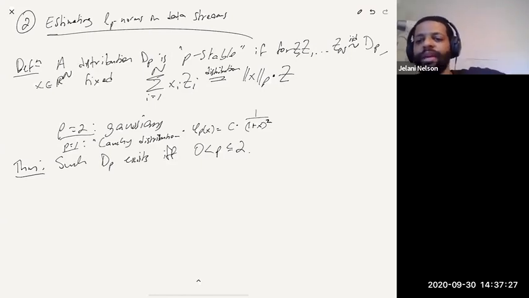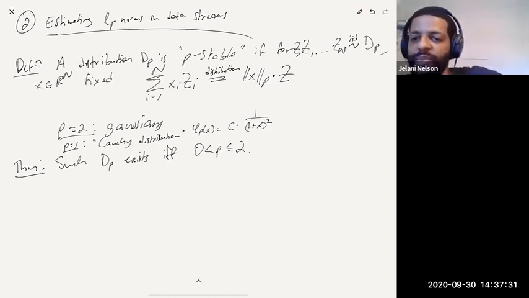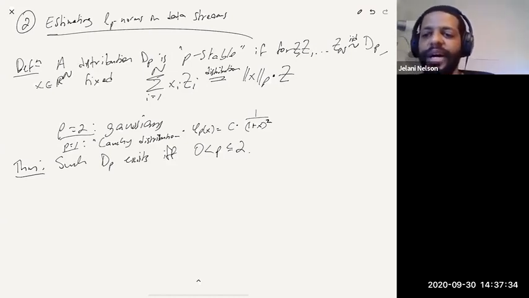I think except for a few special cases, like p equals 2, p equals 1, and maybe p equals a half, there's no closed form for the probability density function of a p-stable random variable. You can just prove that the distribution exists. There is a closed form for the Fourier transform of the PDF.